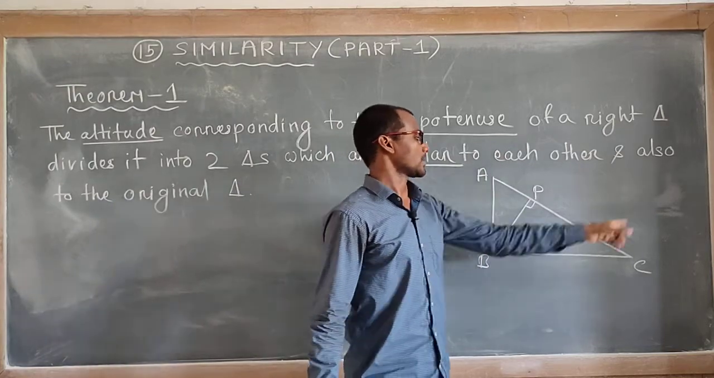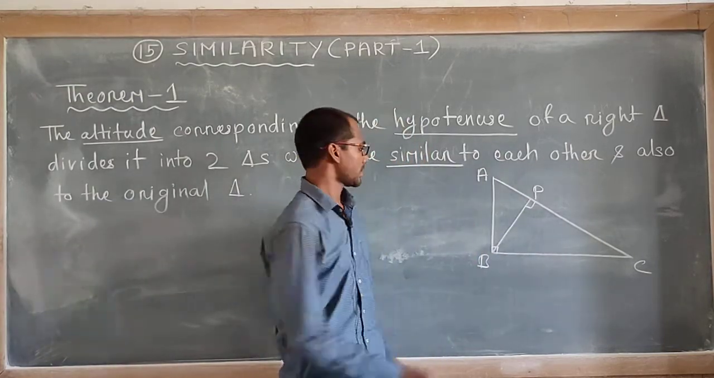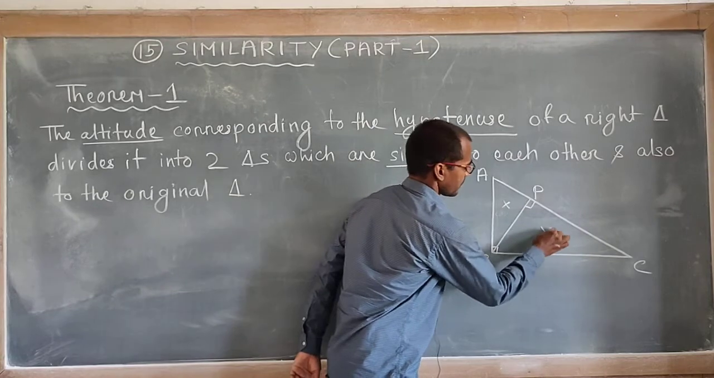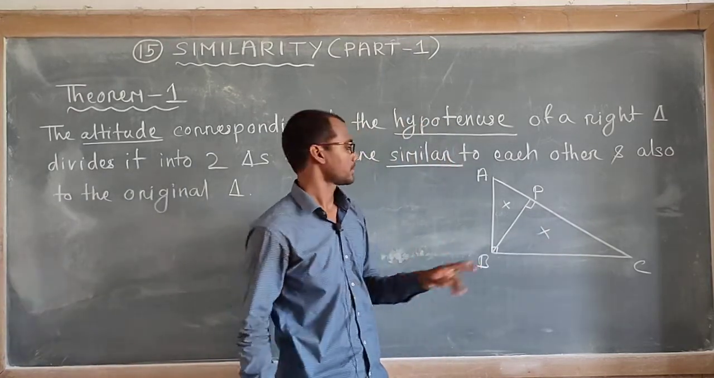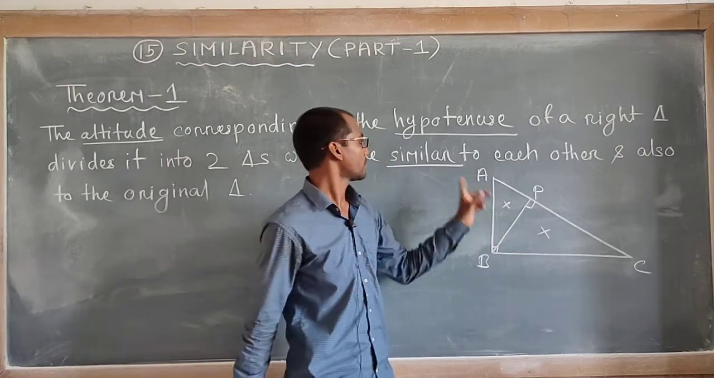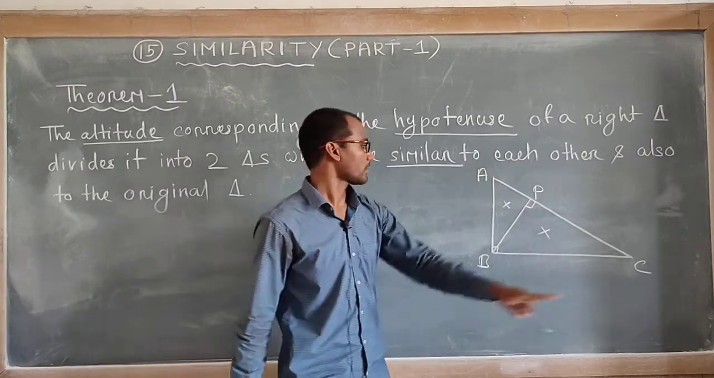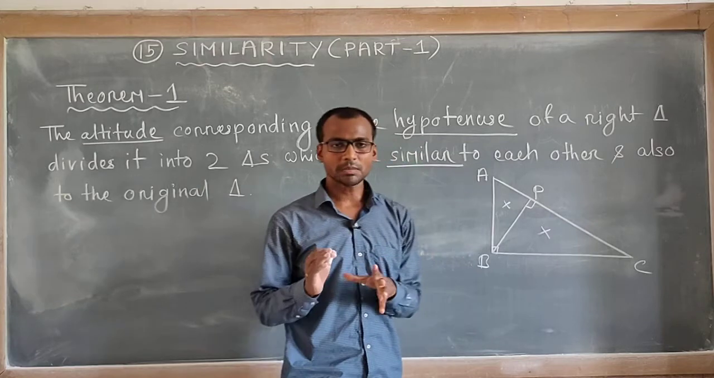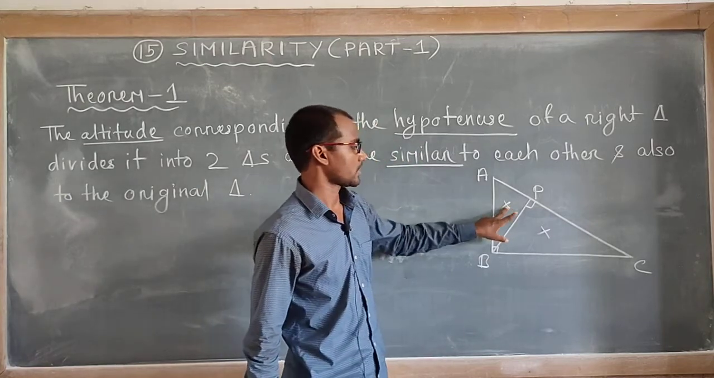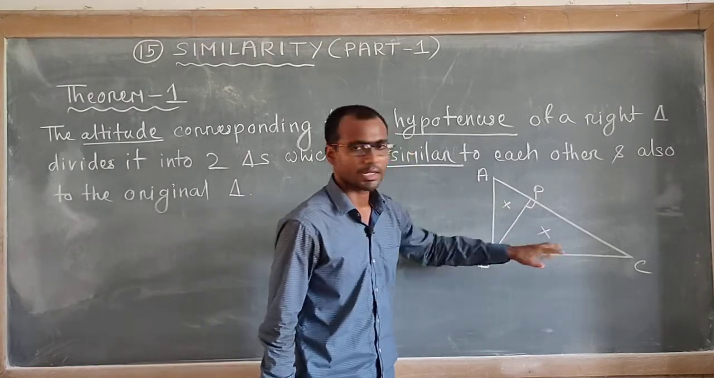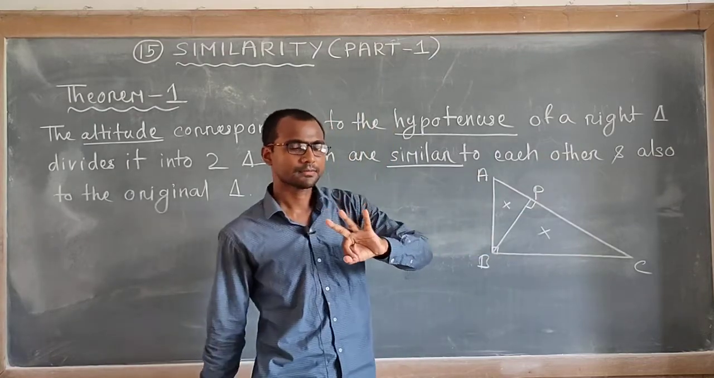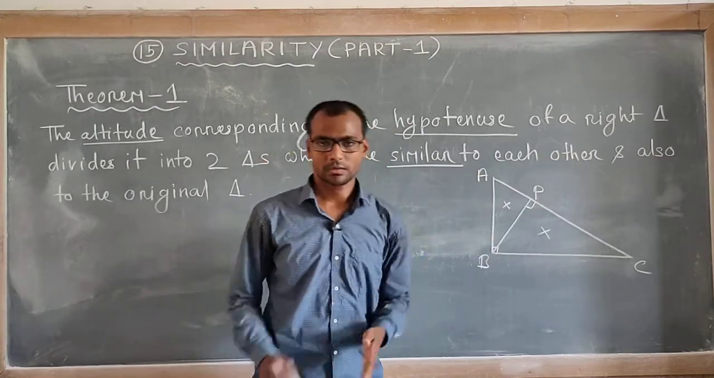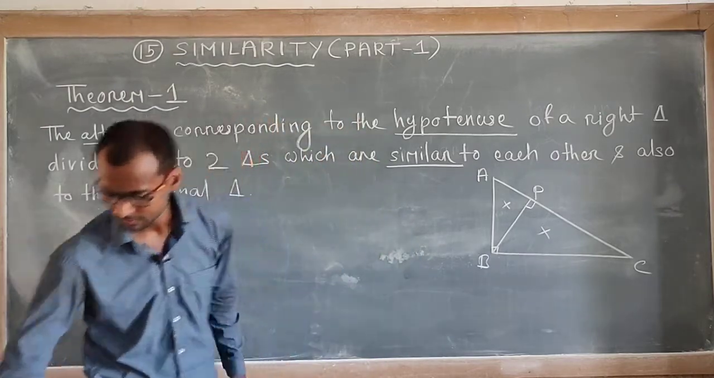divides the big triangle ABC into two small triangles, means this one and this one. These two triangles will be similar to each other and also to the original big triangle. Means collectively the small triangle, this small triangle and the big triangle, the three triangles will be similar to one another. Okay, so we are going to prove this.